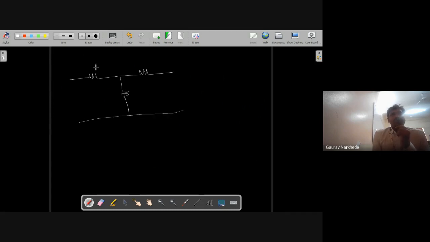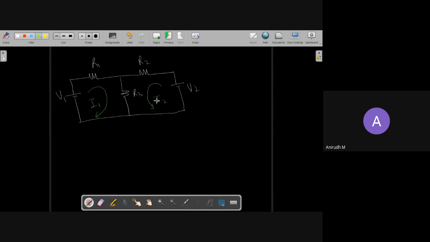For example, let us say I take the same circuit again, R1, R2 and R3, and I apply some voltage here, let us call it V1. Let us say this voltage is V2. Let us say this direction of current is I1, the current flowing in loop number 1. Let us say this is your second current, I2, the current flowing in loop number 2. Any problem in this?